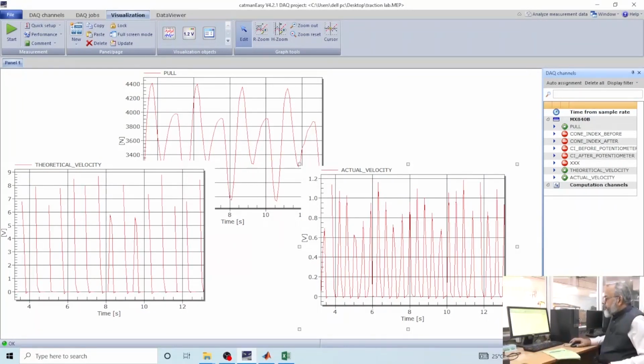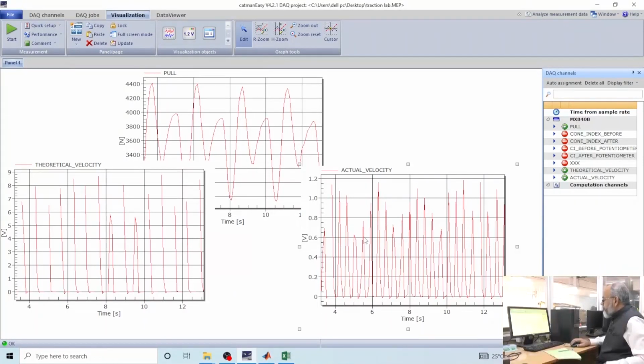I can show you the plot of how the pulses vary with time for theoretical velocity. This figure shows how the pulses vary for actual velocity with time. We are getting more pulses in actual velocity as compared to theoretical velocity, and this has been done for a pull of 44 kg.